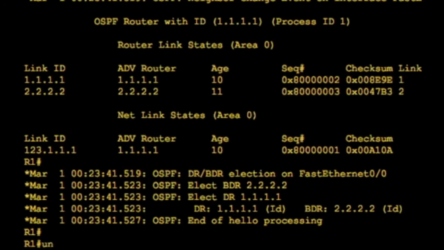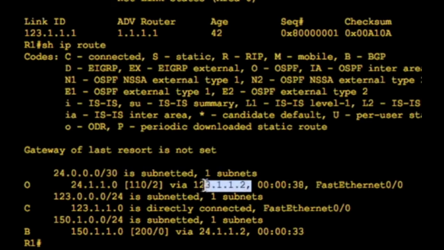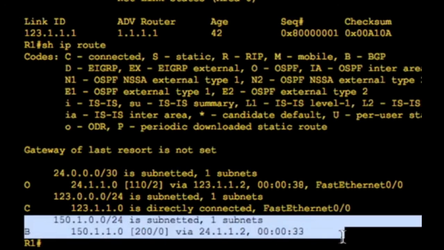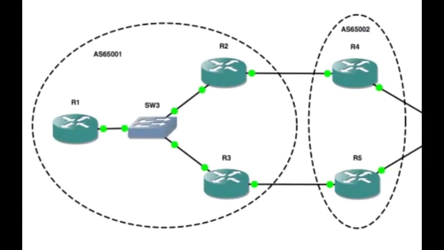So let's get rid of all that debug information. Back to the story. So we had a static IP route before, and now we've got an OSPF learned route for 24.1.1.0/24 with the next hop of 123.1.1.2, which is R2's locally connected, closest interface to us. And now, look, there is the BGP route, again valid now because we can see a route to 24.1.1.2 via this OSPF LAN network here. So there you go.